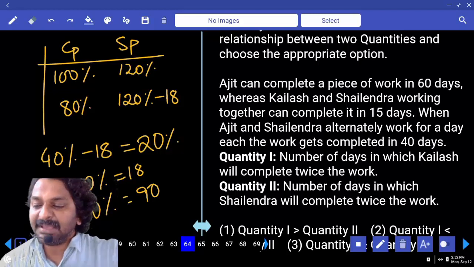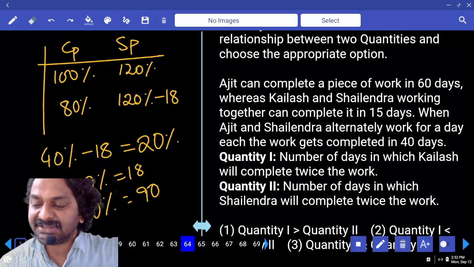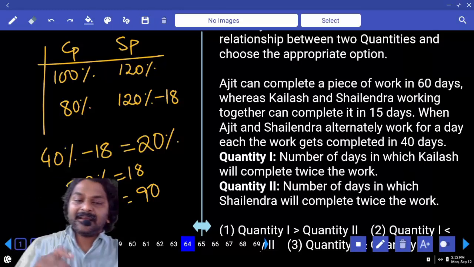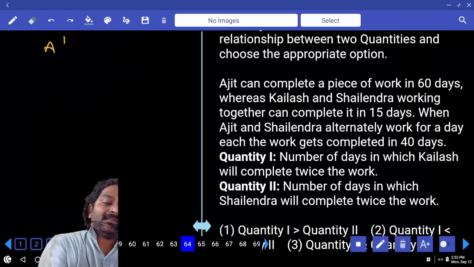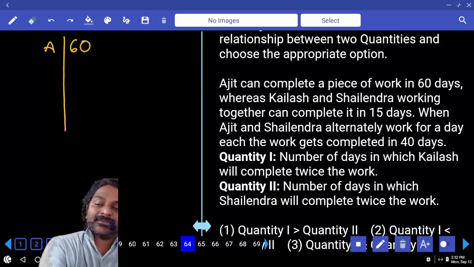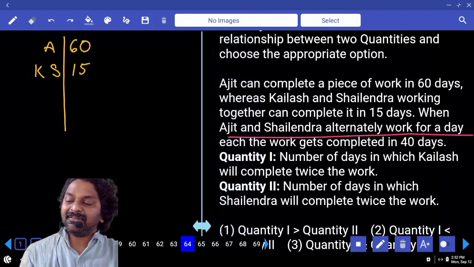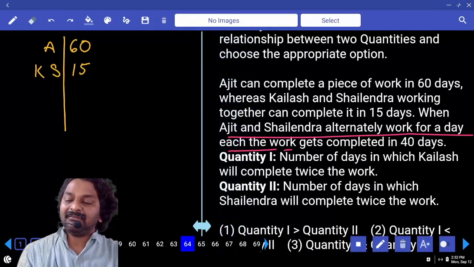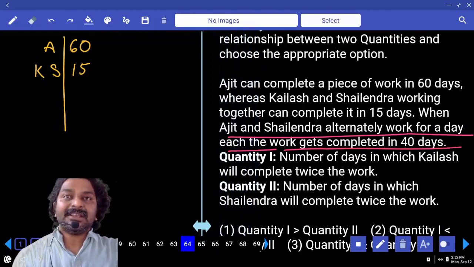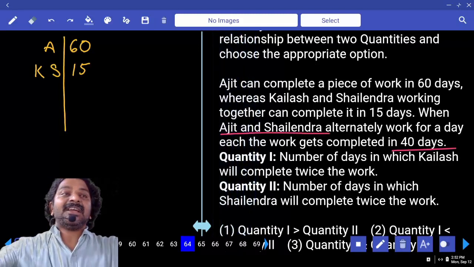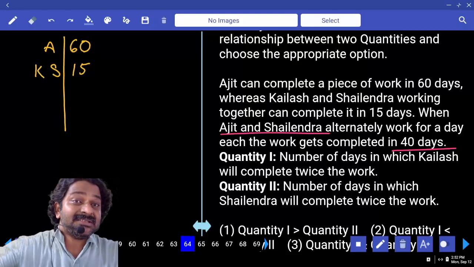Ajit can complete a piece of work in 60 days, whereas Kailash and Shailendra working together can complete it in 15 days. Ajit and Shailendra alternately work for a day each and the work gets completed in 40 days. So who are working on alternate days? Ajit and Shailendra.